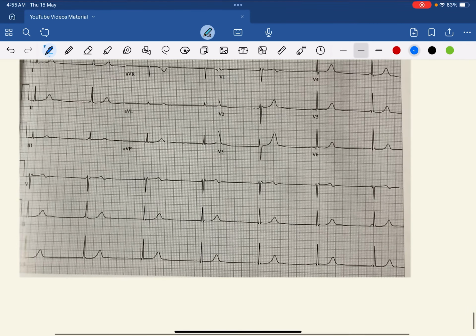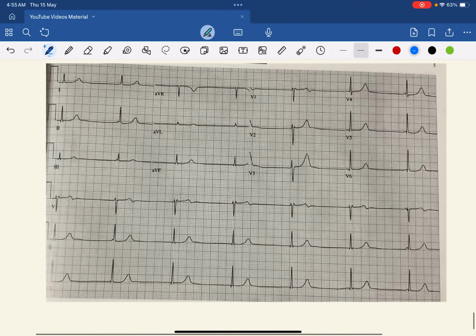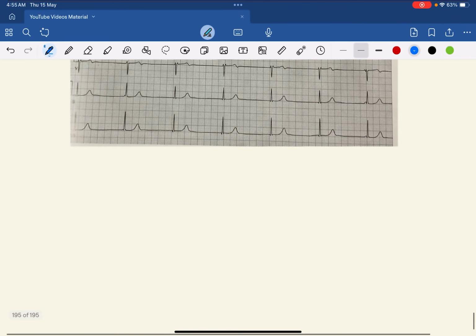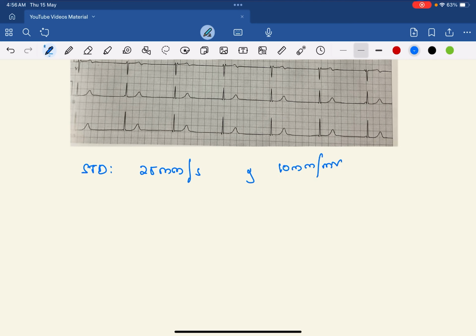Interpret the ECG. Whenever you start interpreting an ECG, the first thing you have to make sure is whether it is taken properly or not. Technical errors should not be there. So how to know? First thing you have to check is standardization. Standardization means the speed and the calibration of the ECG paper. This ECG is taken at 25 mm per second and 10 mm means 1 millivolt. This is the normal standard.